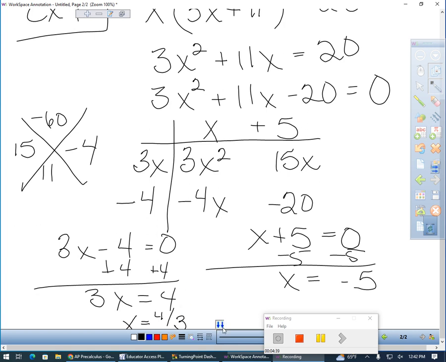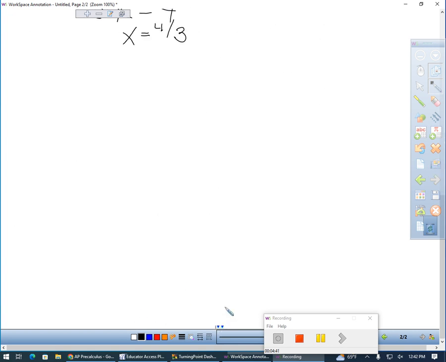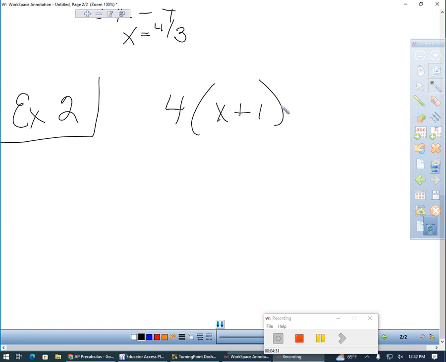So I want to show this, let's go with example number 2. Move to the next section. Let's say I have something along the line of this. Let's say I have 4 times (x plus 1) squared equals 18.